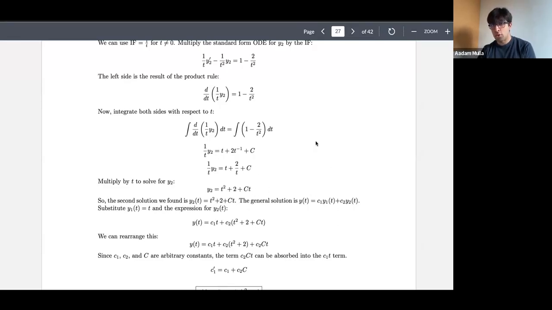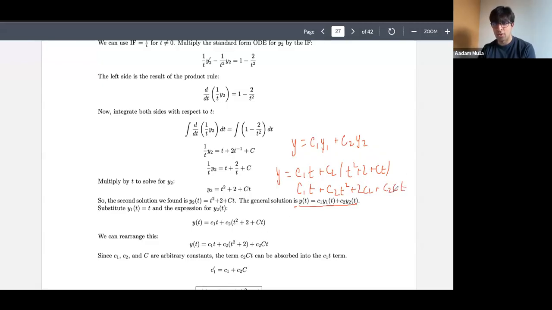Okay, and so the general solution, y, is some constant times the first solution plus another constant times the second solution. So in this case, we know it's going to be c1 times t, because y1, our first solution, was t, plus c2 times (t squared plus 2 plus ct), right? And then this can be split up. You can do a little bit of algebra: c2 times t squared, plus 2 times c2, plus c2 times ct.